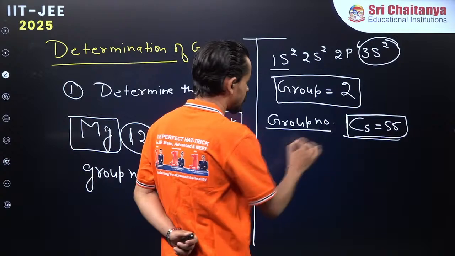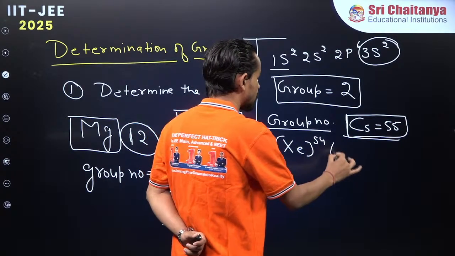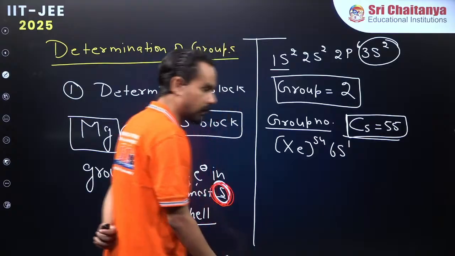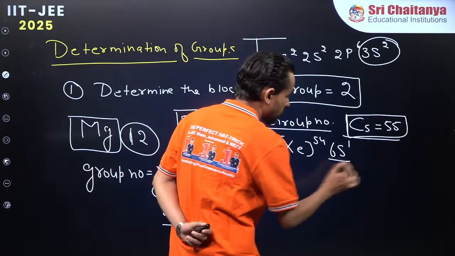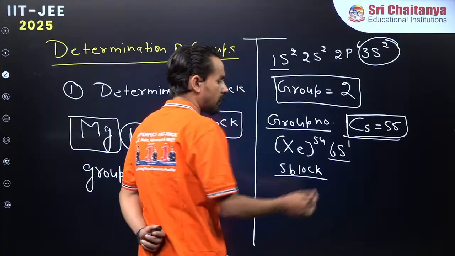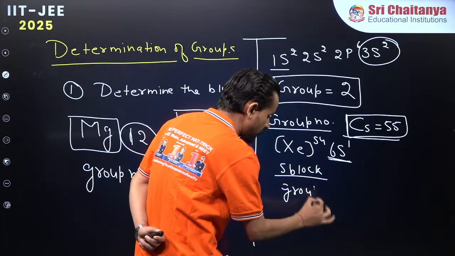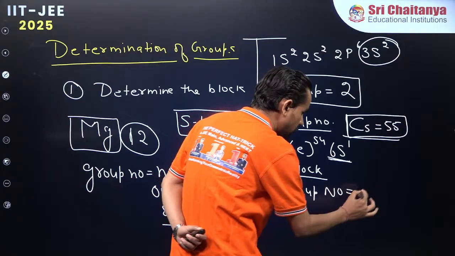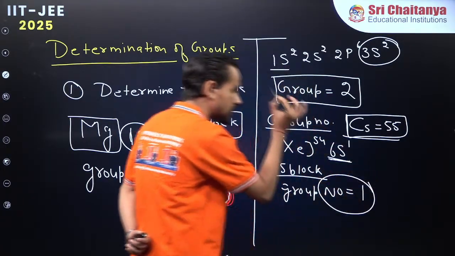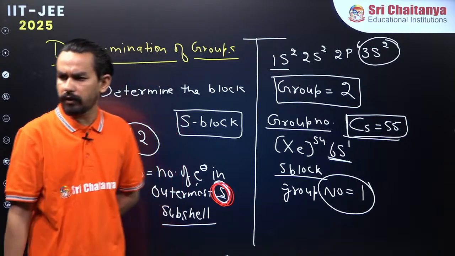So what can we write? Cesium is xenon 54, 6s1. That is the configuration, and it belongs to the S block, and S block means the outermost S, whatever electrons are there, that is the group number. So the group number will be equal to 1, because the outermost S contains 1 electron.